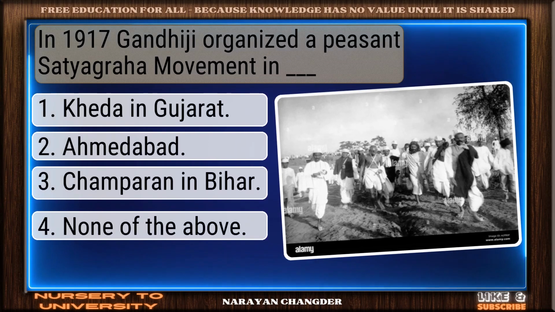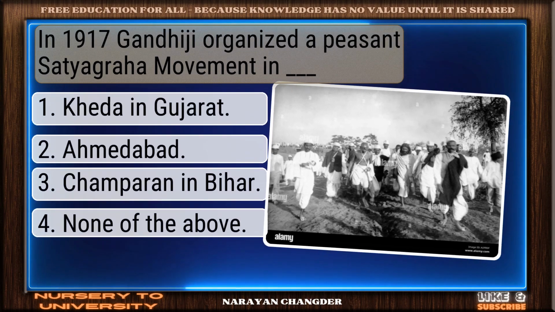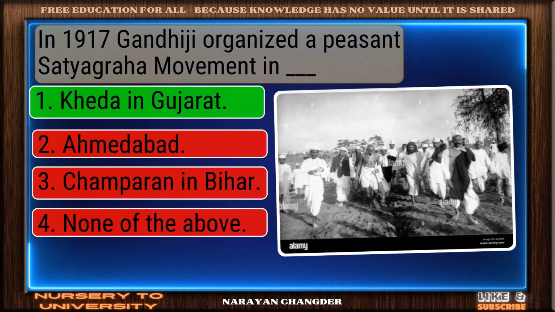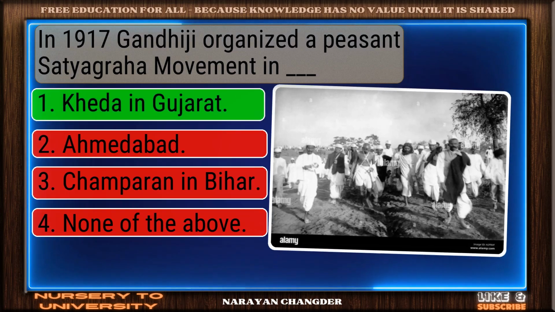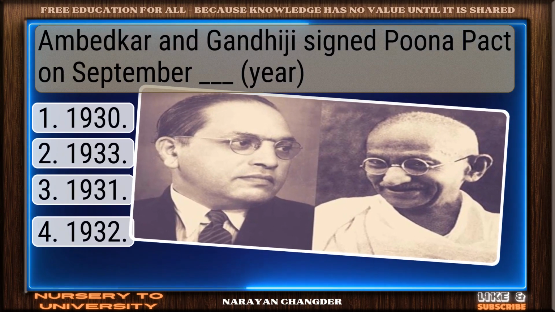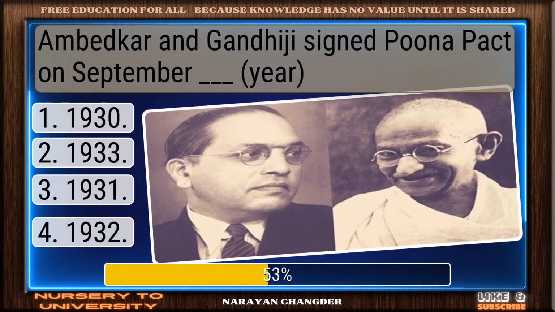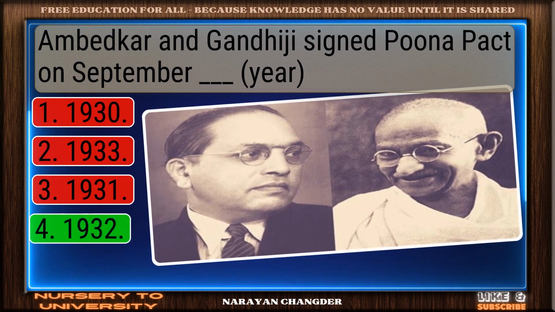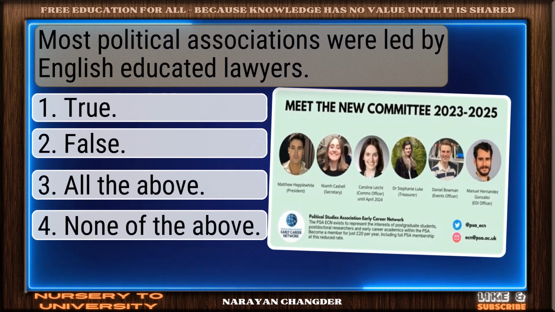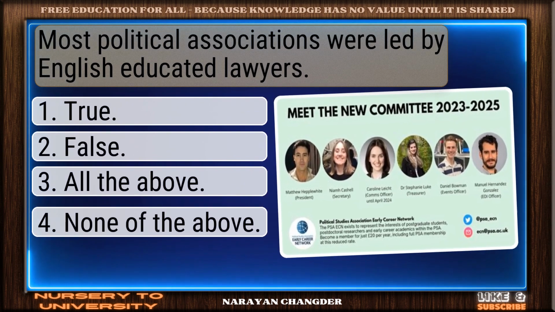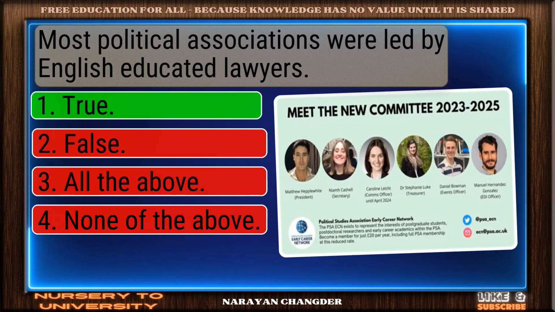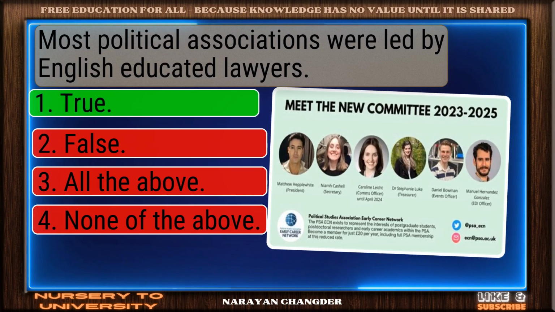In 1917, Gandhiji organized a peasant satyagraha movement in Dash. Nice work. Kheda in Gujarat fits perfectly. Ambedkar and Gandhiji signed Pune Pact on September Dash. 1932 is true. Most political associations were led by English-educated lawyers. Solid response. True is valid.